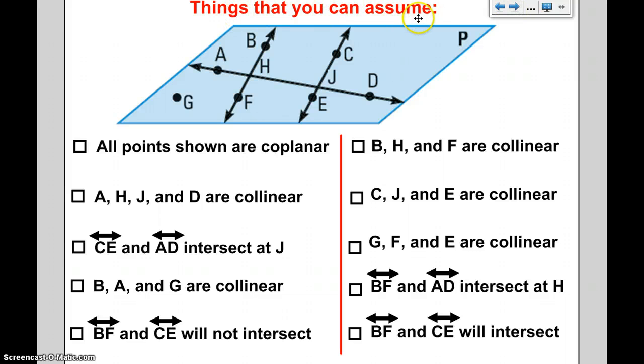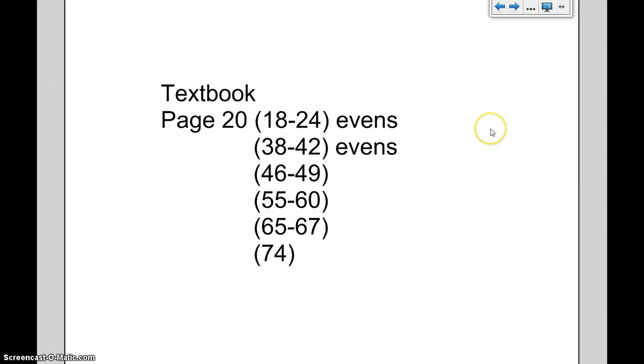And things that you can assume. Go down these lists and check off the boxes that you can assume to be true. Are all points shown coplanar? And continue the discussion with your classmates. If you need to look back at your definitions from yesterday, do so. And then here's your assignment from the book.